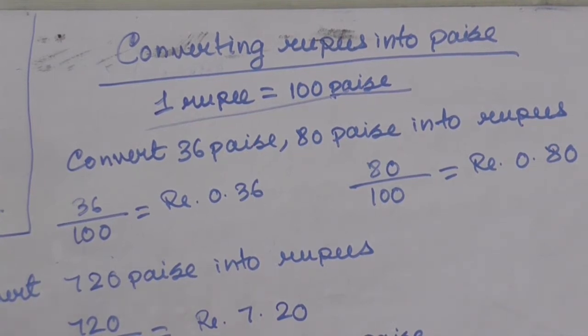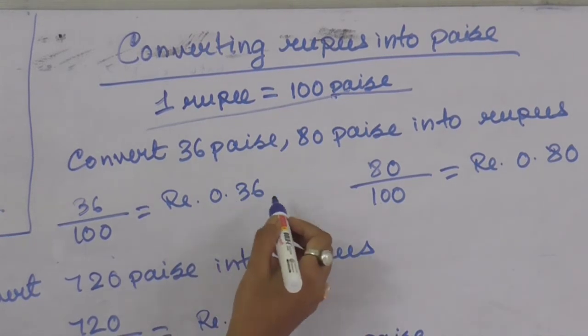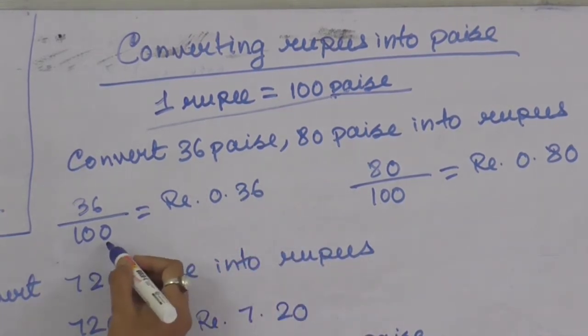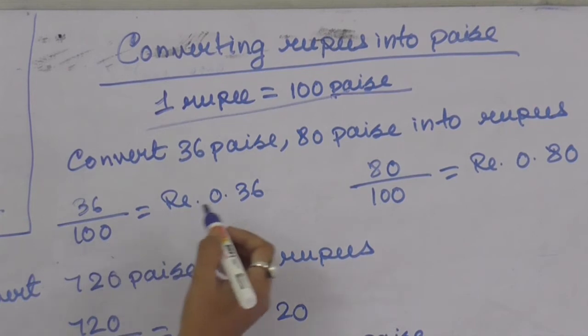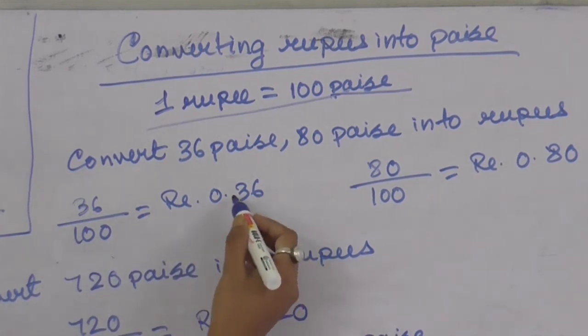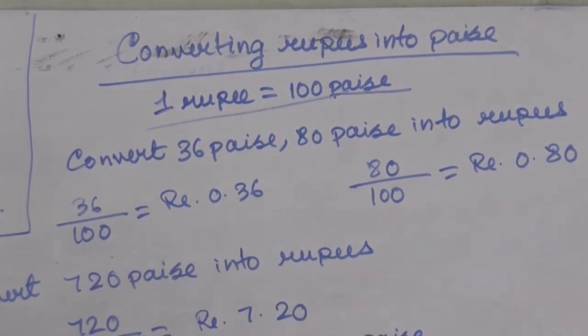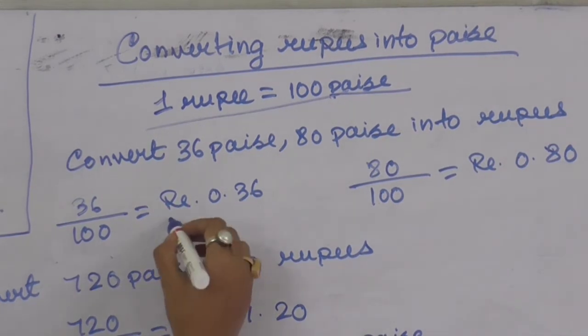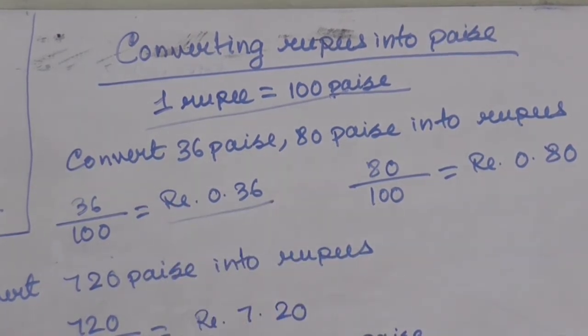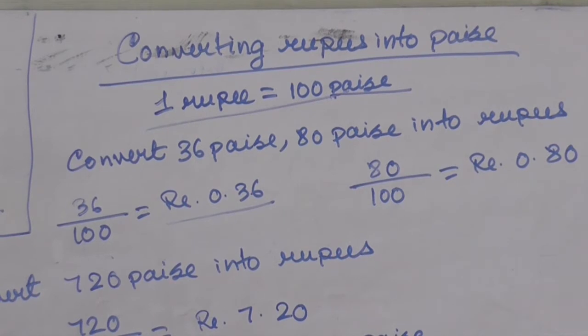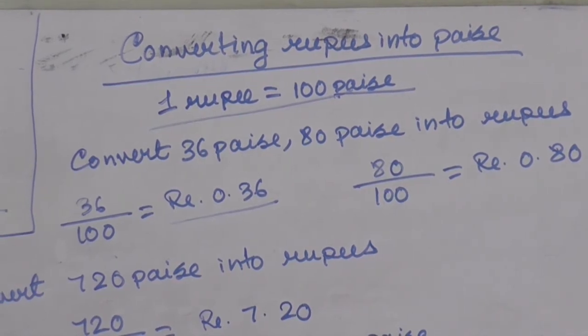So what you have to do? You just need to write rupees 0.36, because 100 consists of 2 zeros. So the decimal point will be before 2 digits from the right hand side. So what will be our rupees part? It will be rupees 0.36. It is our answer. Next is you have to convert 80 paisa into rupees.